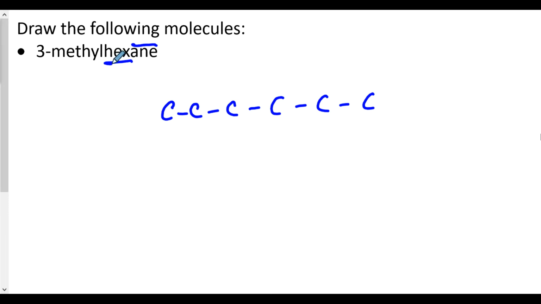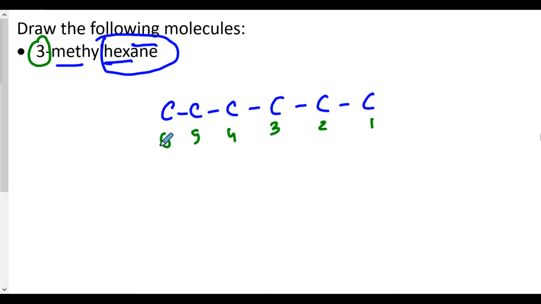So once I drew the parent chain of hexane, now I can focus on the alkyl group of methyl, which is supposed to be in my third carbon. So I have to decide if I'm going to count it from left to right or right to left. Either way, it's going to be correct. So I'm going to count it this time from right to left. 1, 2, 3. So that's my third carbon where I'm going to draw it. Then 4, 5, 6. Someone might count from right to left as well.